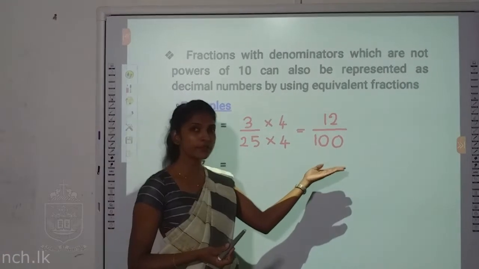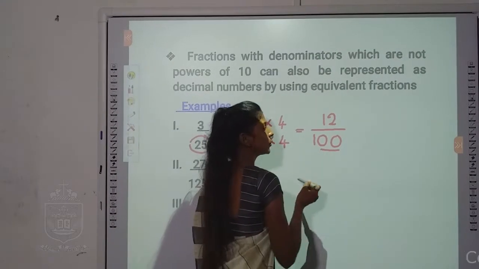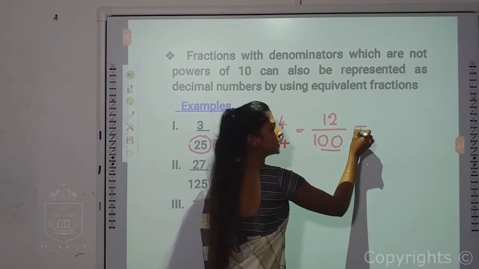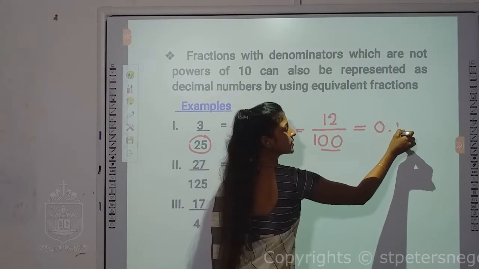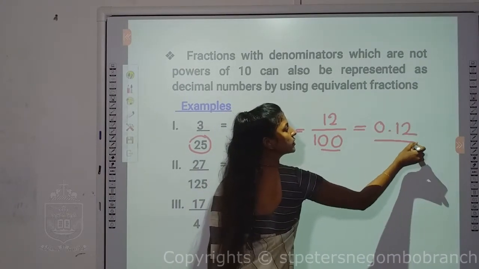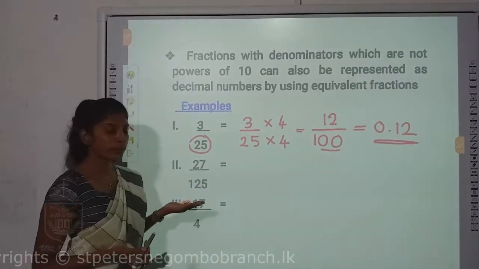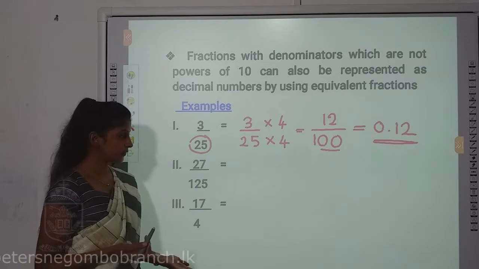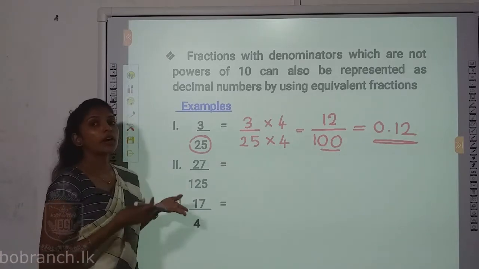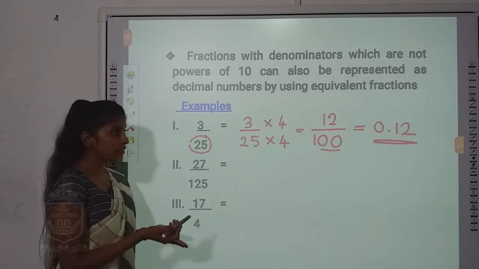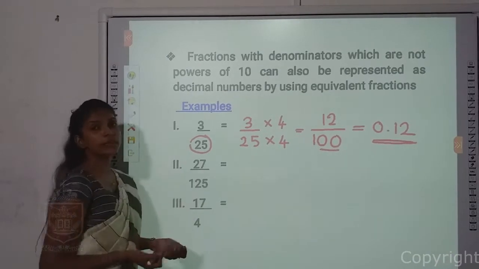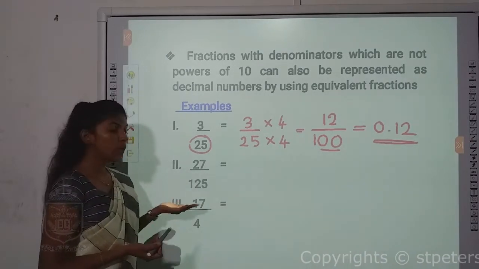Since it's a power of 10, we know there are 2 zeros. That means 2 decimal places should be there in our answer. 0.12, 2 decimal places. Okay? In the same manner, we are now going to do the rest of the examples given. Same way, you are going to make equivalent fractions and then make the denominator equivalent to a power of 10.